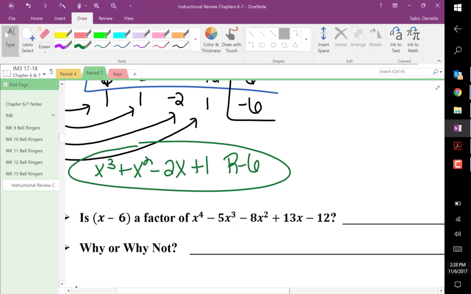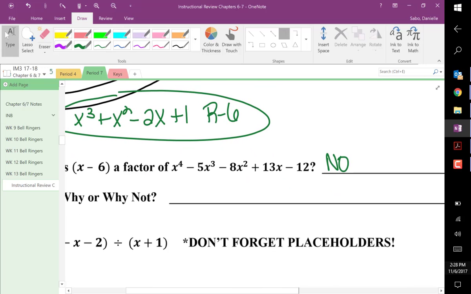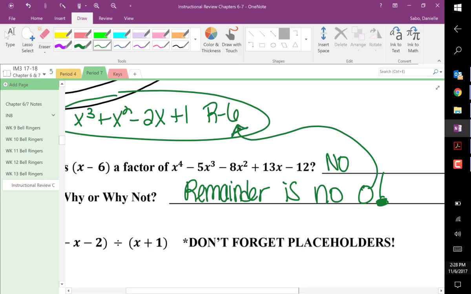So is this a factor if we got -6? I see some of you shaking your head. No, because it's not 0. The only way for it to be a factor of something is if you get 0 as the remainder. So the remainder is not 0. Okay? So again, I'm going to put an arrow here for you. Because the remainder is not 0, it was supposed to say not no. That's why it's not a factor.